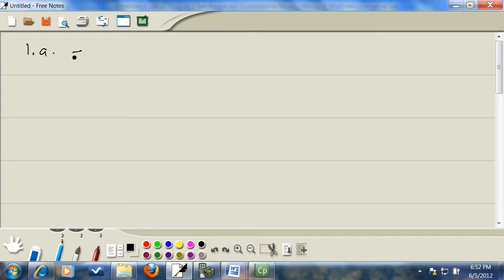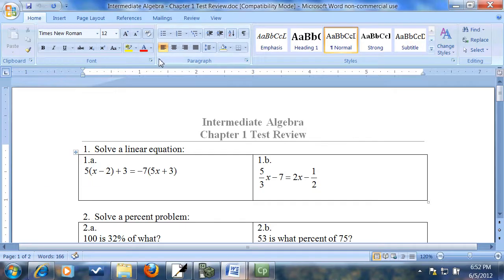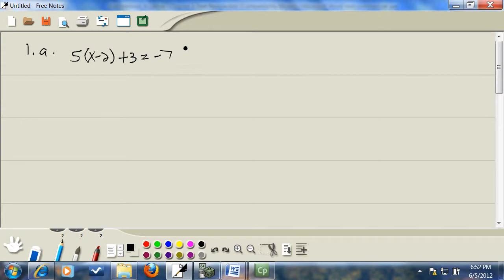And we got 5 times x minus 2 plus 3 equals negative 7 times 5x plus 3. First step, get rid of parentheses. So here we're going to take this 5, multiply it times the x, and multiply it times negative 2. Then we'll take this negative 7 and multiply it times the 5x and times the 3.